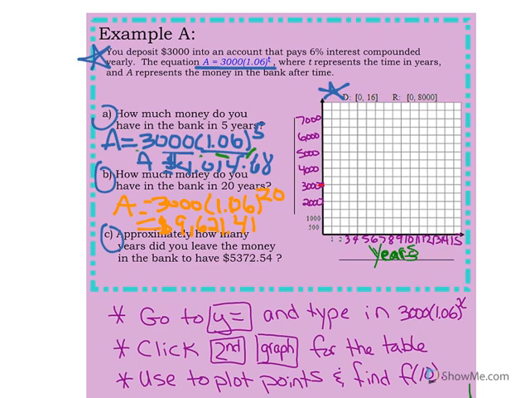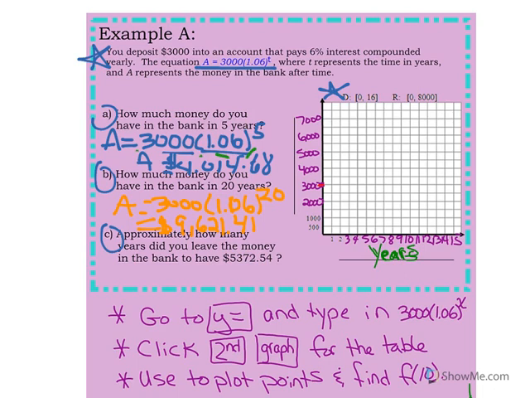When you're typing that into the calculator, make sure that the exponent is an x. If you just type in a value in the y equals screen, it's not going to be able to graph anything. It's got to have the x and the y variable in there. So make sure you're typing in 3000, the parentheses 1.06, close parentheses, to the power of, and then put an x in there. You can hit second graph, and now you can get your table of values.